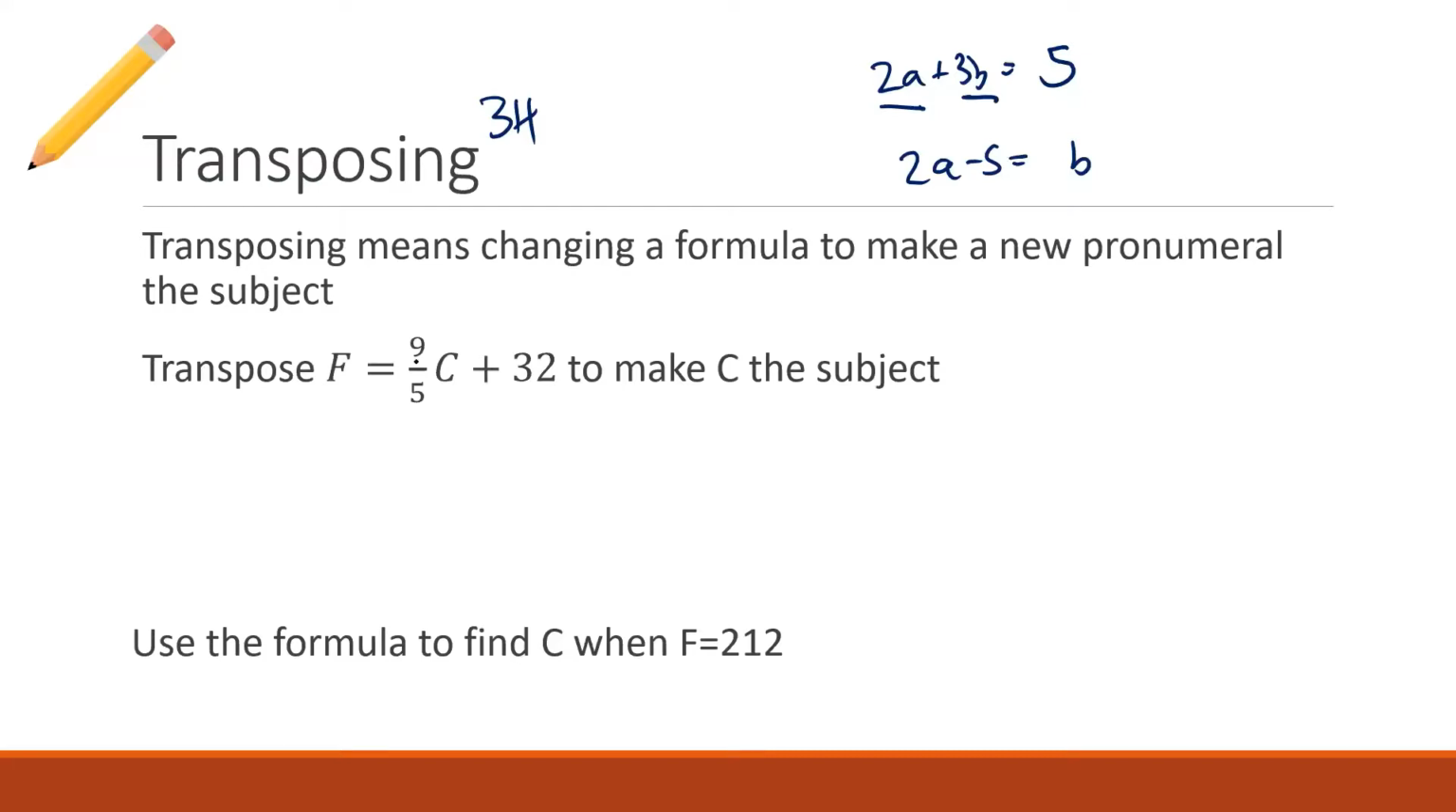I've got 9 over 5 times C plus 32. So the first thing I'm going to do to get C by itself is look for what was the last thing that happened to the C. First, it gets multiplied by 9 over 5, and then it has 32 added to it. So believe it or not, the first thing I'm going to do is get rid of that plus 32. Minusing 32 from both sides, which is going to give us F minus 32 equals 9 over 5 C.